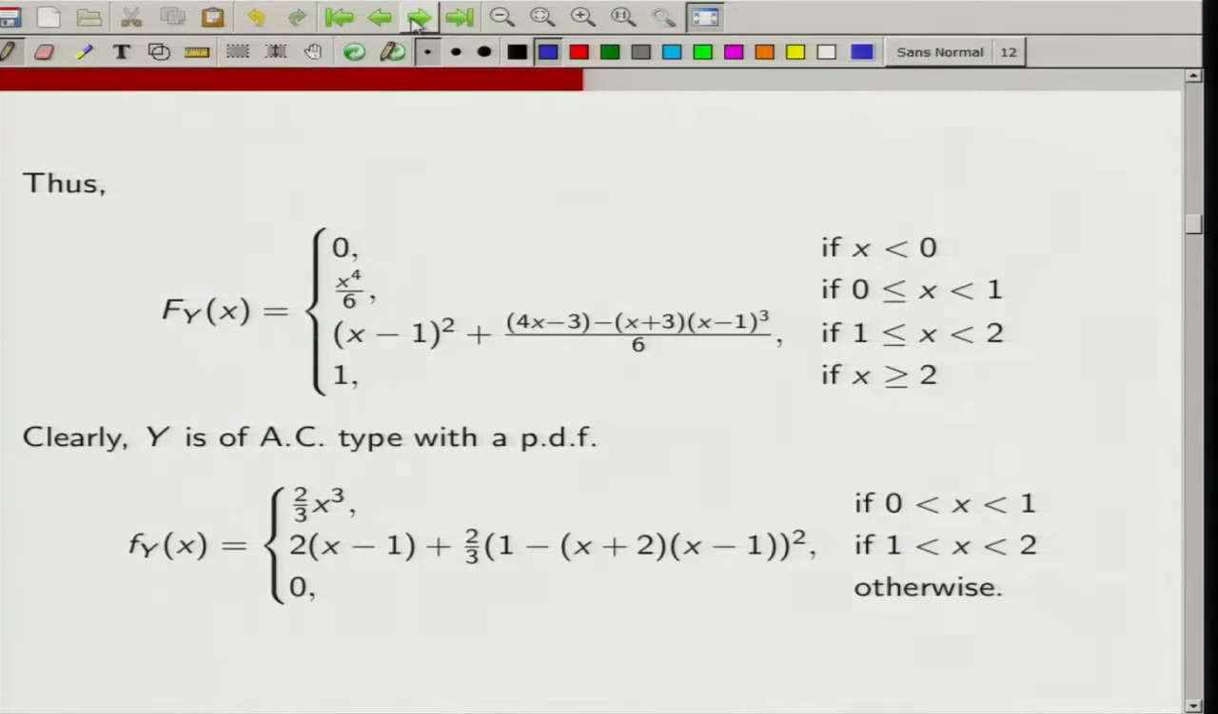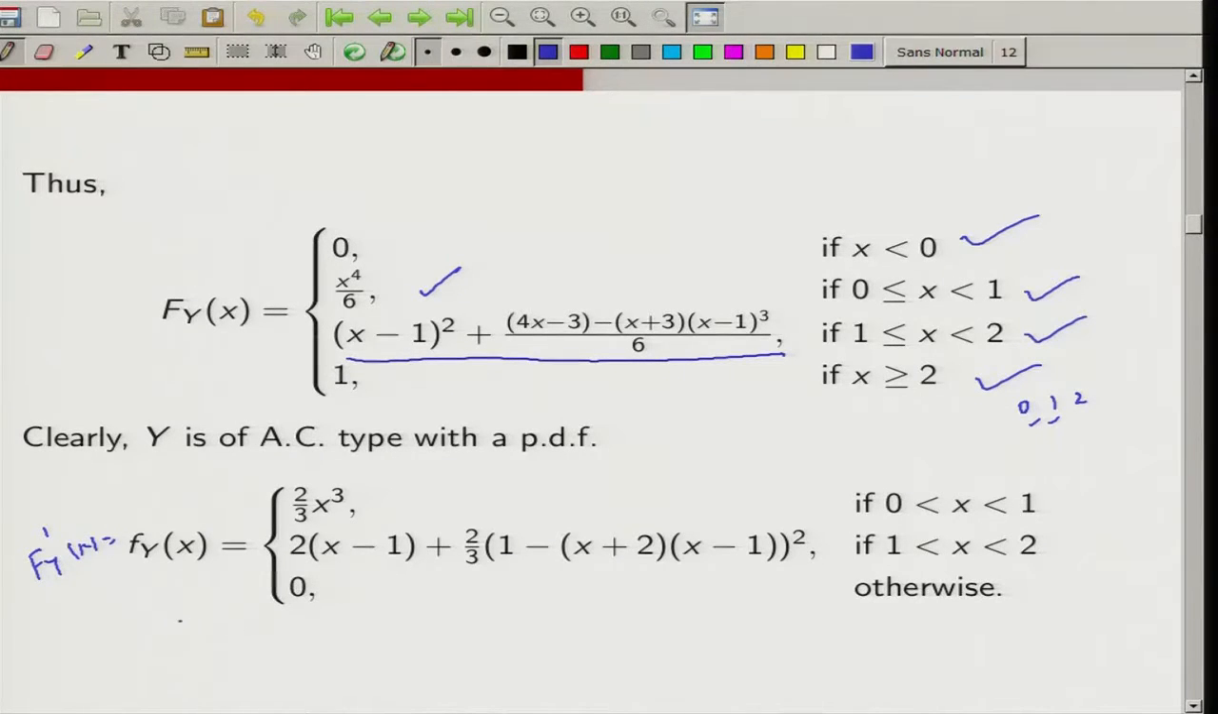So, my f_Y(x) turns out to be 0 if x less than 0, x to power 4 divided by 6 if x is between 0 to 1, and (x minus 1) whole square plus 4x minus 3 minus x plus 3 (x minus 1) whole cube by 6 if x is between 1 to 2, and 1 if x greater than or equal to 2. Now, clearly if you see this distribution function, this is differentiable everywhere except possibly at the points 0, 1 or 2. And if I see f_Y prime x, it turns out to be this quantity.